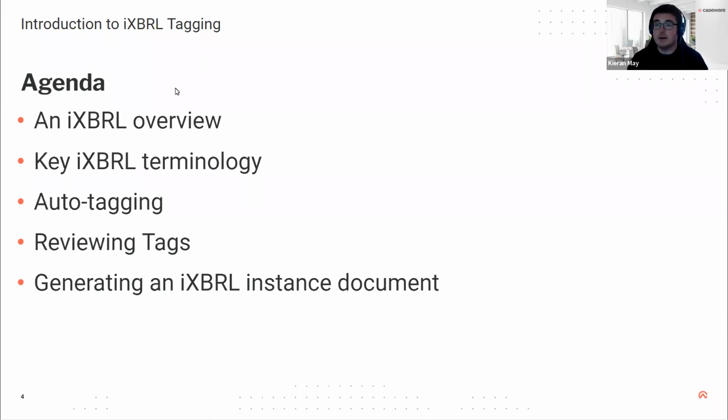Hello, everybody. So yeah, our introduction to iXBRL tagging today. The agenda: we're going to go through what is iXBRL, just a quick overview. We're going to go through a lot of terminology today, the introduction to all the different bits of terminology that we'll be covering, not just on today's webinar, but the future webinars as well. We're going to jump into a couple of Caseware files. We're going to look at some auto tagging and how the auto tagging functionality works. We are going to look at how we do some basic reviewing of those tags and also generating an iXBRL instance document as well.